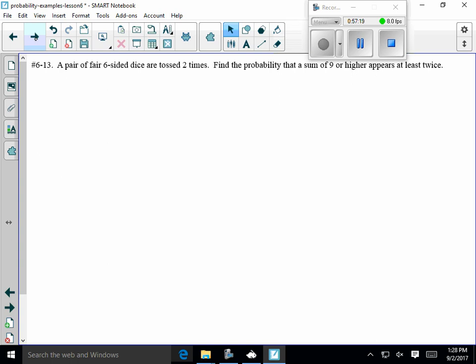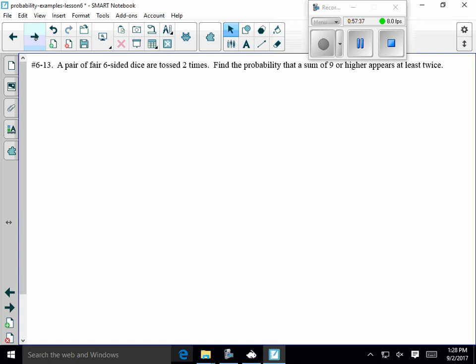All right, number 13. A pair of fair 6-sided dice are tossed 2 times. Find the probability that a sum of 9 or higher appears at least twice. Okay, so give this one a try.